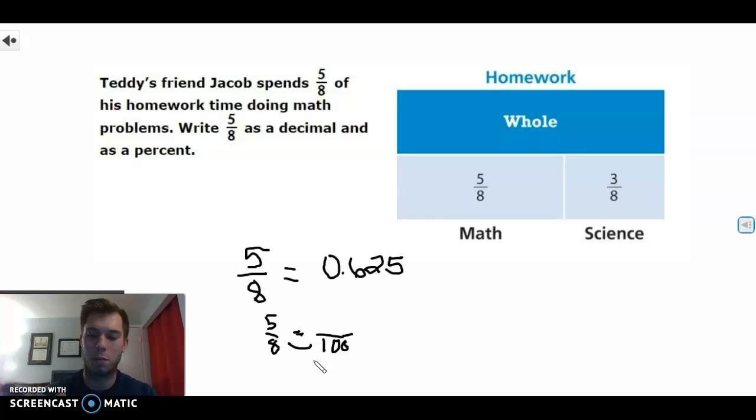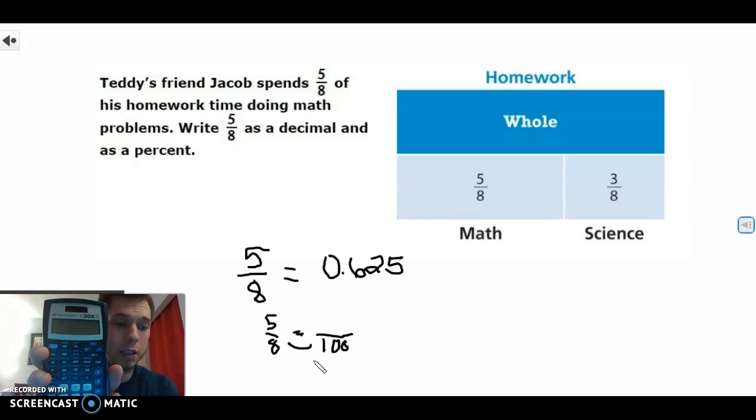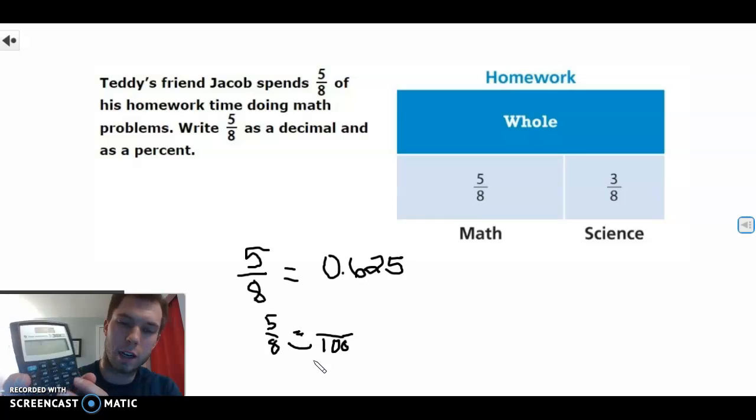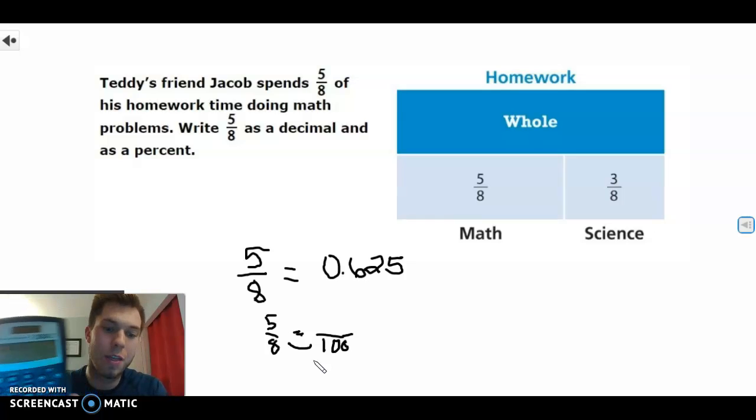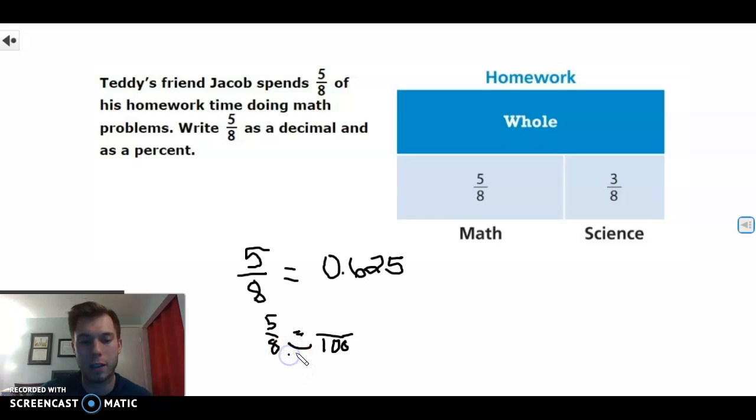Now we got to figure out what times 8 gets us 100. It's not going to be a whole number in this instance, so this is where you need your calculator. Go ahead and type in 100, go ahead and hit divided by 8 and hit enter. And when you do that, you will get 12 and a half. And that is what you would multiply both 8 and 5 by. A little trickier. And when you do that, you get 62 and 5/10 out of 100, the decimal there, which gets you 62.5%.